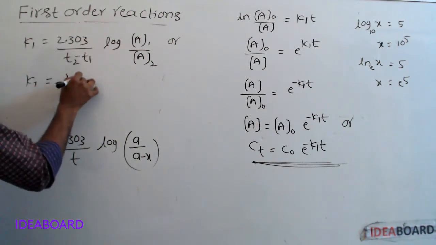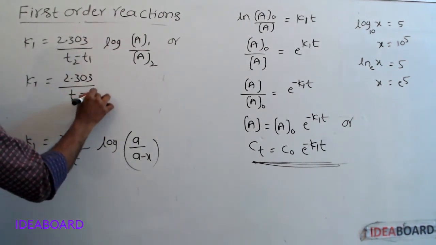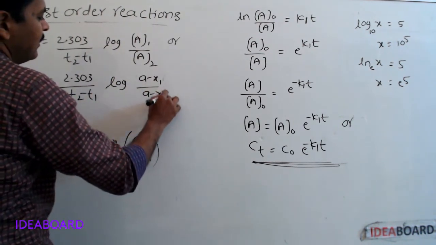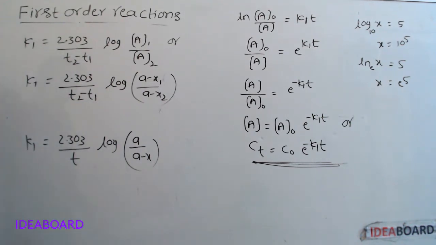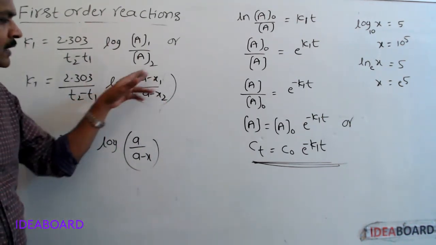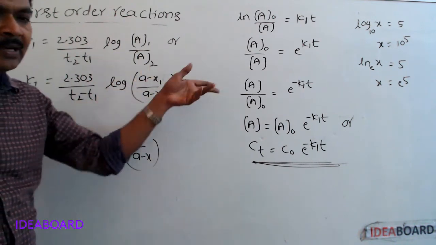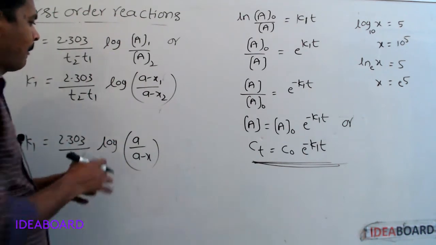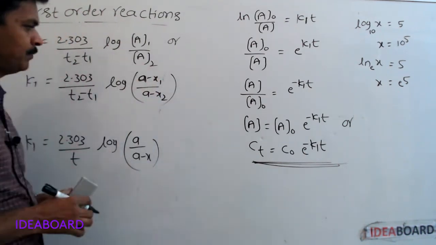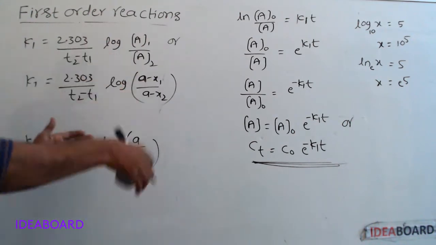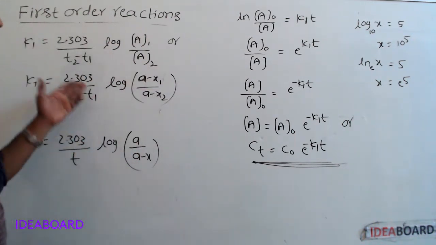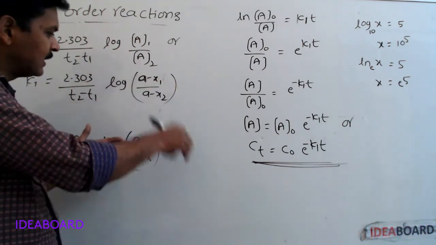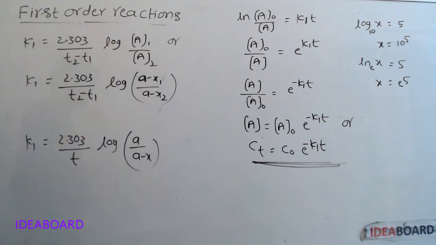Or we can write k1 is equal to 2.303 by T2 minus T1 into log of a minus x1 by a minus x2. We can write like this also. Here a minus x1 is the concentration after time T1, and a minus x2 is the concentration after time T2. At time T1, let the concentration of the reactant be a minus x1. At time T2, the concentration is a minus x2. Then we can write like this also.